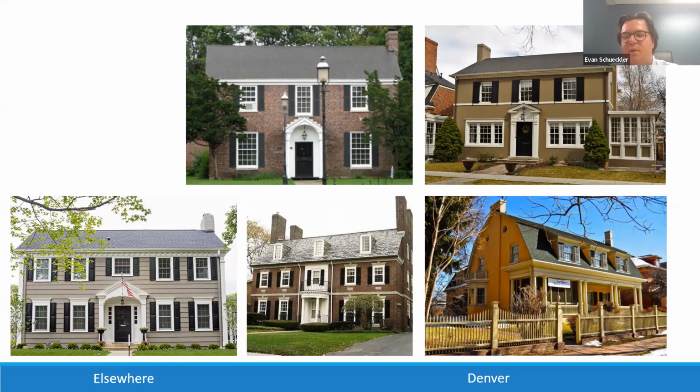And this one is more of the Dutch colonial style, which you can tell by the gambrel roof, that barn style roof. But it still has some of the same features: it's symmetrical, it's centrally planned, with classical details at the porch and things like that.